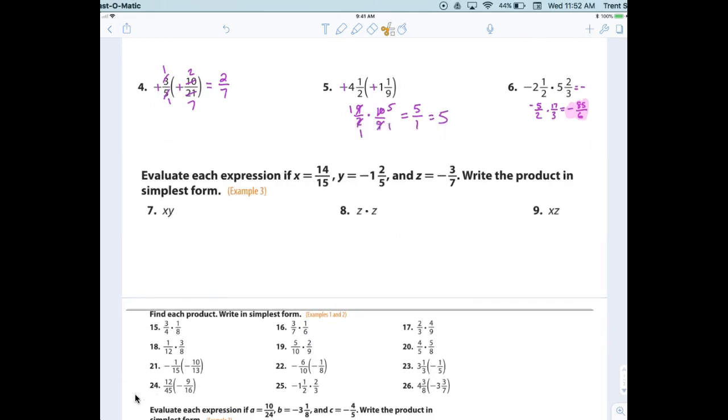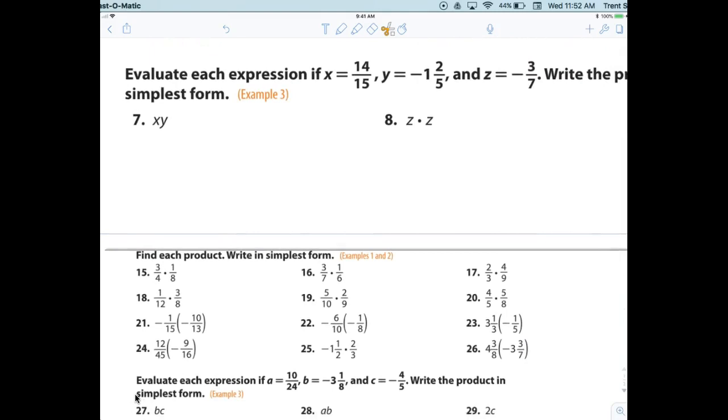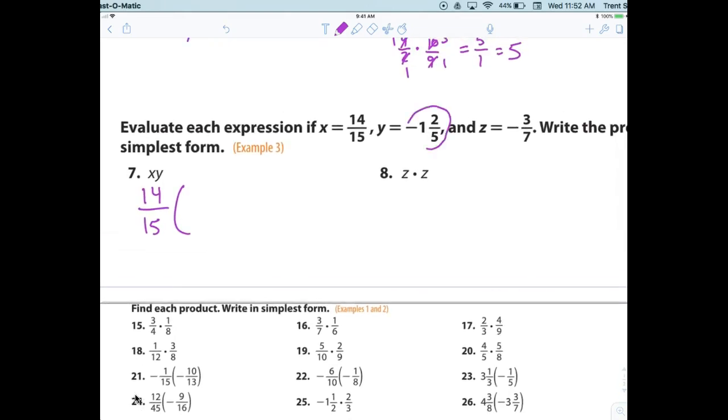All right. Now, is there really anything different here? Nothing different. There's just letters involved. Carter, tell me, number 7, what do I have to do? So x is 14 over 15 times y, which is negative 1 and 2/5. Now let's save ourselves some time. Because we're multiplying, let's just change this right up here. What is that? That would be 7 over 5. Negative 7 over 5. Yes, so keep that in mind. y is negative 7 over 5.